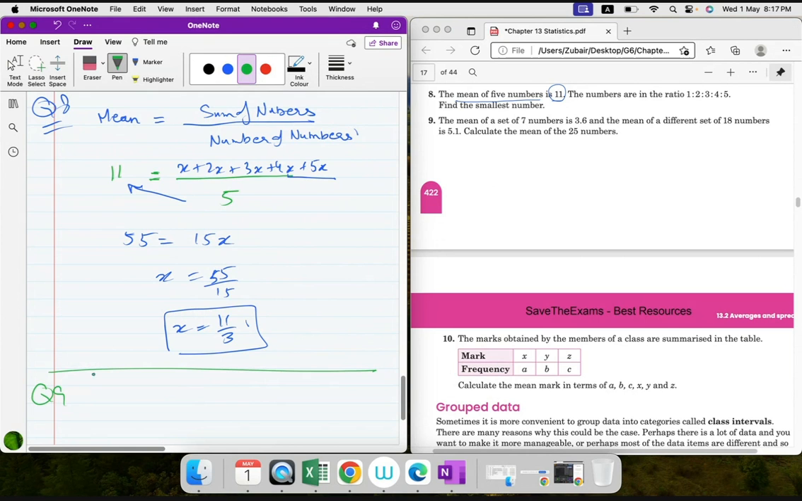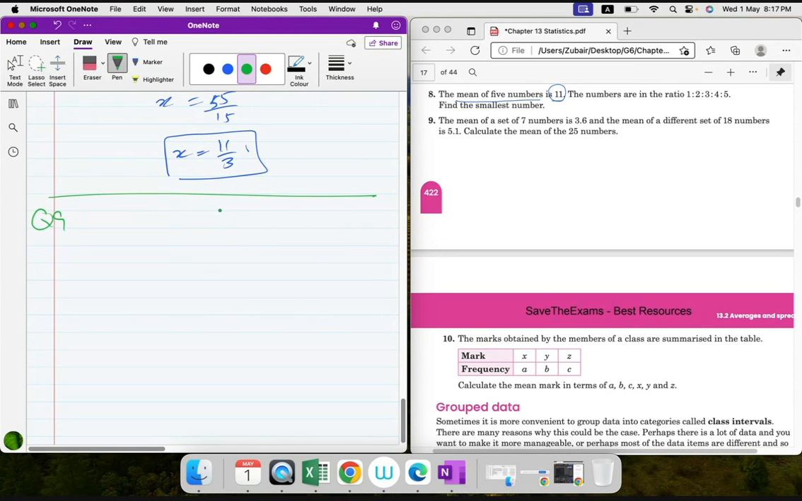Question number 9. The mean of a set of 7 numbers is 3.6. Mean is equal to 3.6, number is equal to 7. Mean of a different set of 18 numbers: number is 18 and mean is equal to 5.1. Calculate the mean of the 25 numbers. So we are going to do the combined mean.